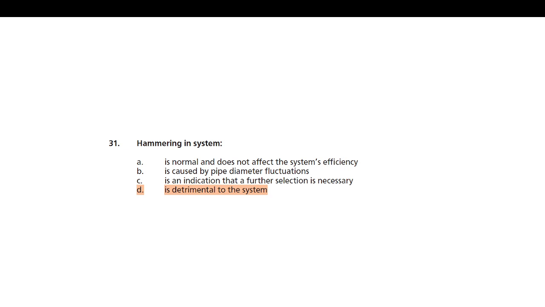Handling in an aircraft hydraulic system, what it is. Out of these four options, the correct option is B, is detrimental to the system. So 31 answer is D.